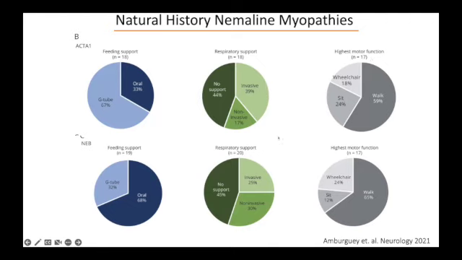As you can see, most patients in Nemaline tend not to have any swallowing issues, but most of the patients with ACTA1 tend to need a G-tube, basically direct feeding through the stomach. And in terms of respiratory support, highest motor function is basically sort of the same. Now Nemaline has a better prognosis.